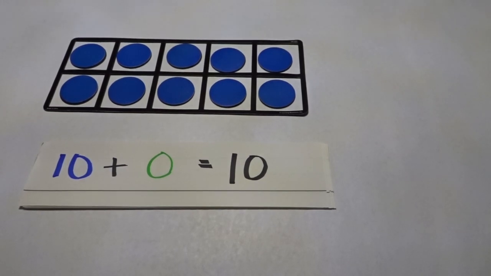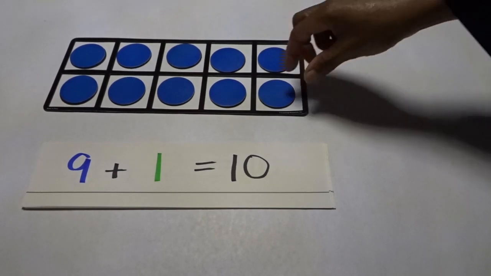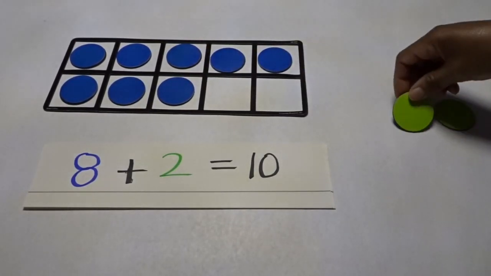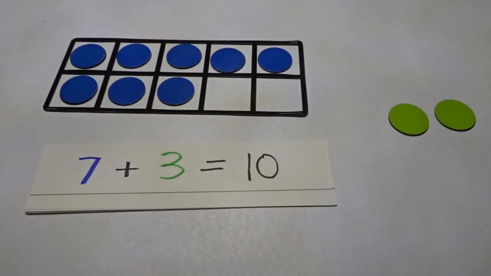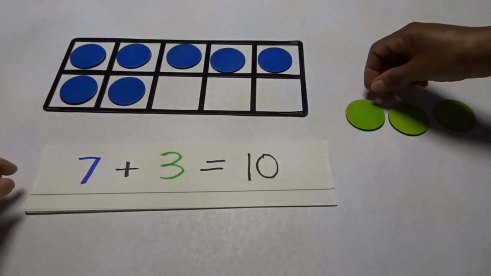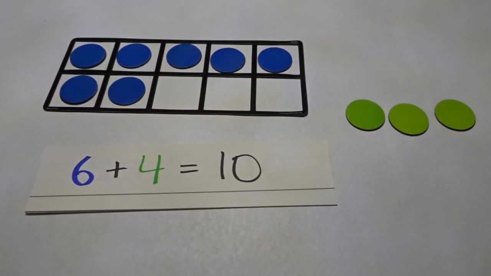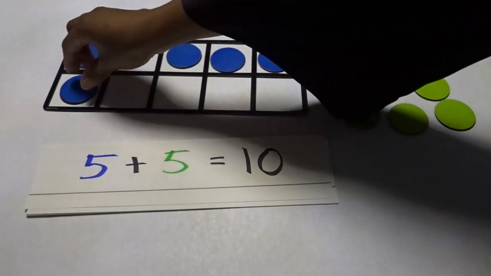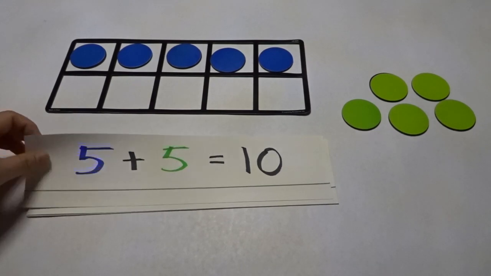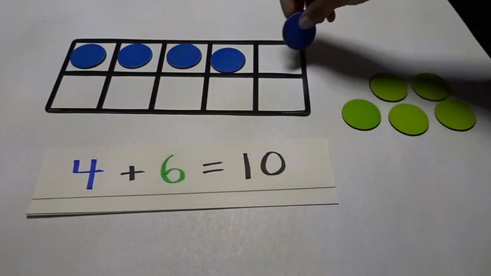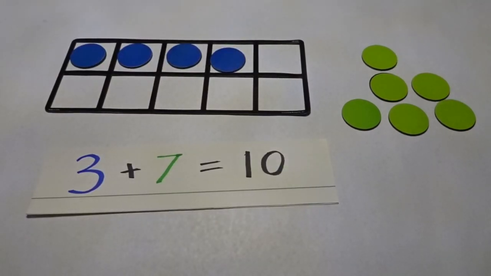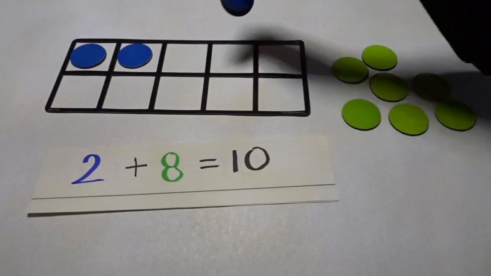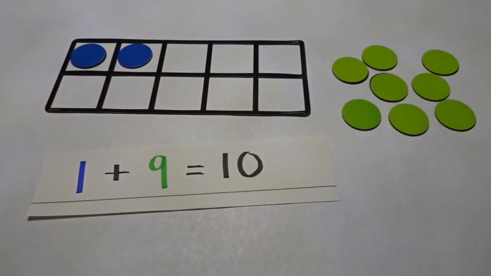All the fireflies are flying out of the jar now. 9 plus 1 equals 10. 8 plus 2 equals 10. 7 plus 3 equals 10. 6 plus 4 equals 10. 5 plus 5 equals 10. 4 plus 6 equals 10. 3 plus 7 equals 10. 2 plus 8 equals 10. 1 plus 9 equals 10.